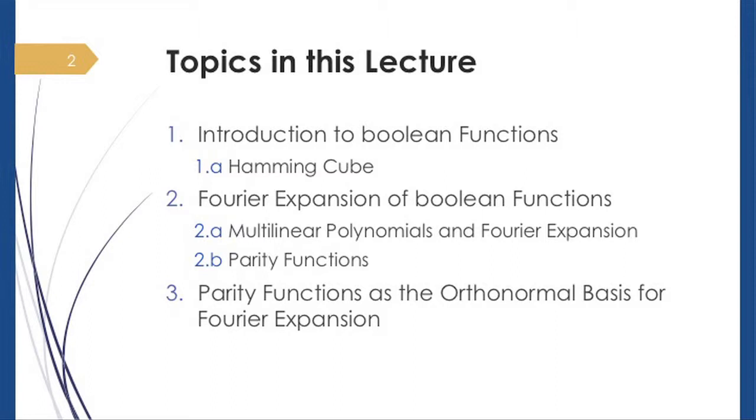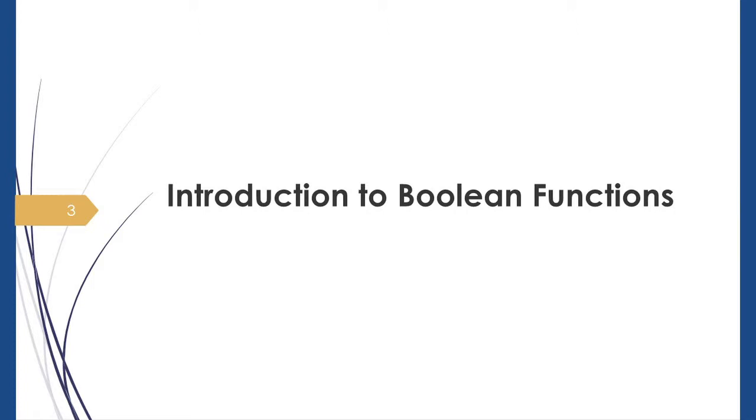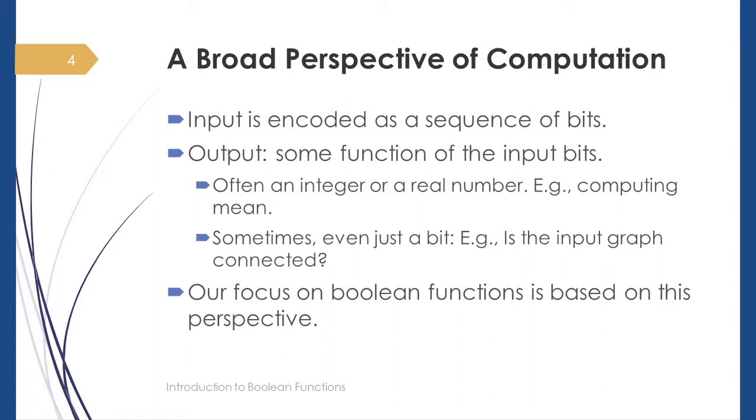So Boolean functions, as a quick recap, essentially quite a good bit of computation can be thought of as evaluating Boolean functions, if not all of it. So the input to such a function is a sequence of bits, and the output is some function of the input bits. You've already seen, for example, Boolean satisfiability in discussing NP completeness. That forms essentially a Boolean function, the formulae that you see in Boolean satisfiability, that is. And you basically map these bit sequences into either an integer or a real number.